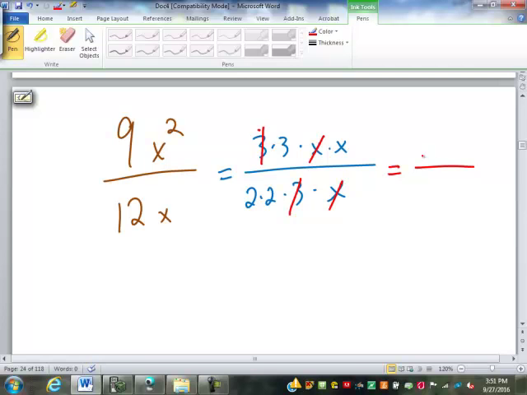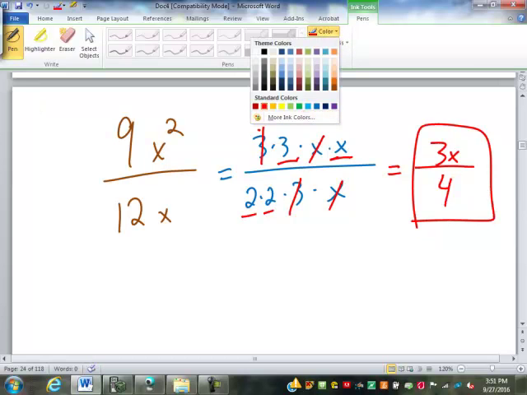Anybody have any questions on, first of all, how I factored those? And then how I cancel anything out? Okay. What's left on top? 3 times x, so 3x. On bottom, well, 2 times 2 is just 4. So it's 3x over 4.